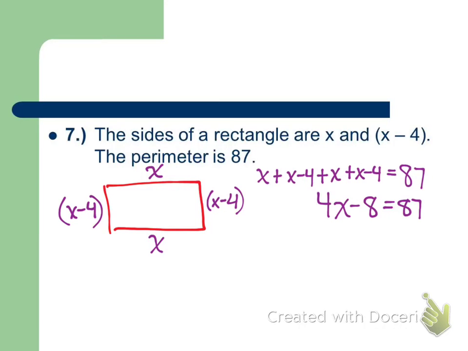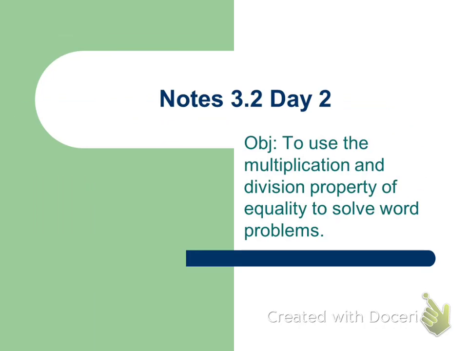Alright, then I'm going to skip ahead to 3.2 day 2 and we will pick up there. For 3.2 day 2, our objective is similar. It is to use multiplication and division properties of equality to solve word problems. So just like on Monday we did addition and subtraction, and yesterday we did multiplication and division, these word problems will use multiplication and division.